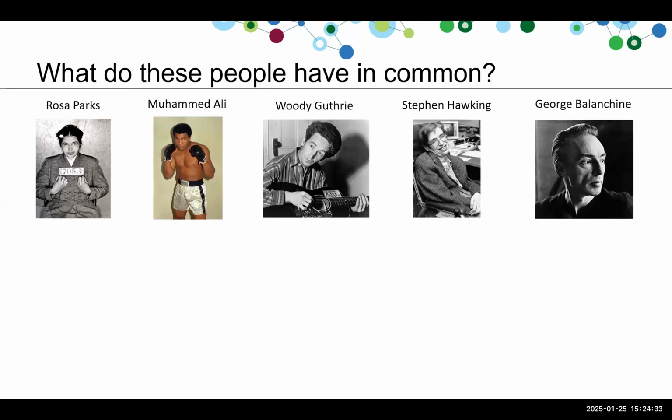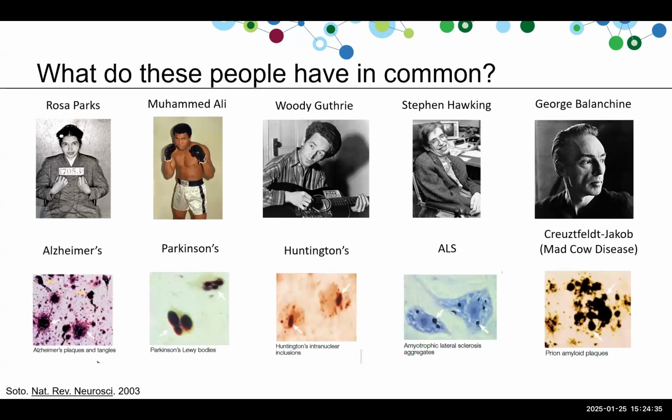So all 5 of these people were diagnosed with a devastating class of disorders known as neurodegenerative diseases that ultimately robbed them of their cognitive and physical faculties that they used to become so influential. And although all of these diseases are quite different, they do share one feature, which is the appearance of protein aggregates, as you can see by the dark spots on these slides underneath the disease.